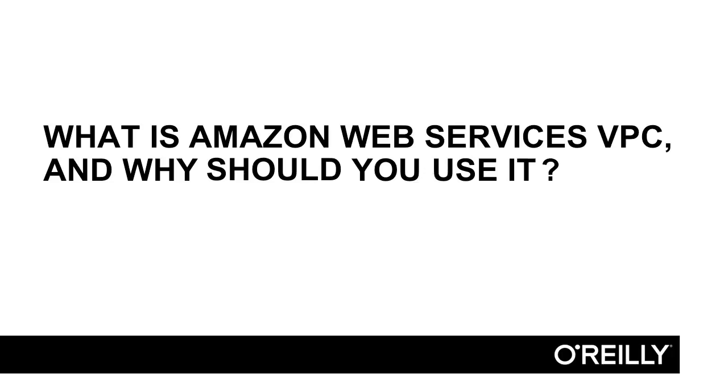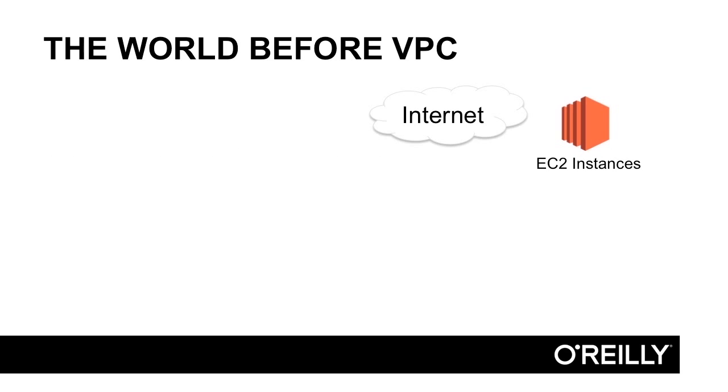So what is Amazon Web Services Virtual Private Cloud, or VPC, and why should you use it? In the world before the VPC, if you wanted to create compute resources within AWS, you would choose an EC2 instance, you might surround it with a security group, and connect it to the internet. In this case, we have a web server.